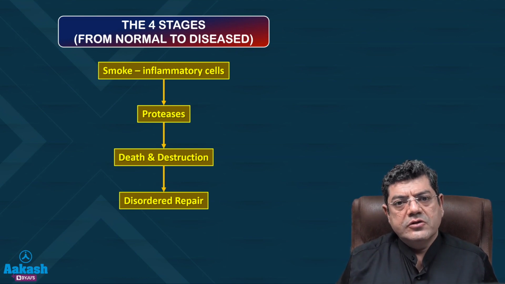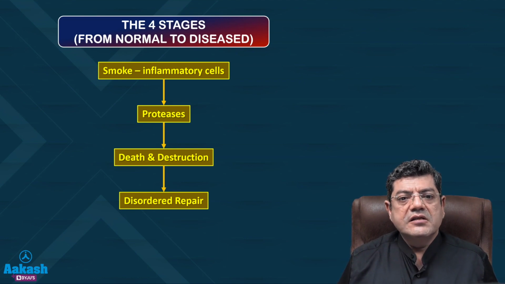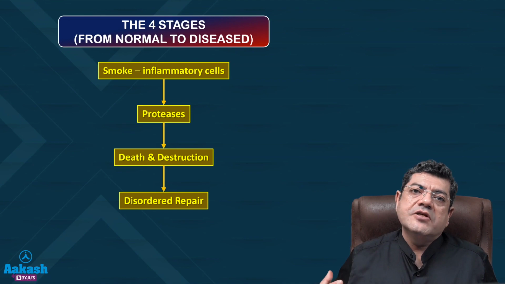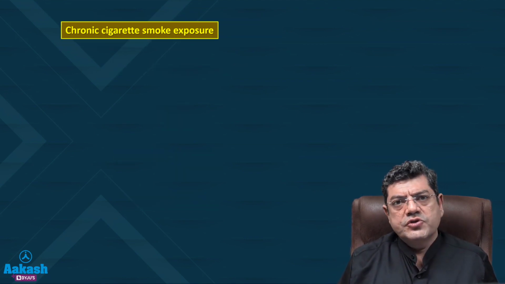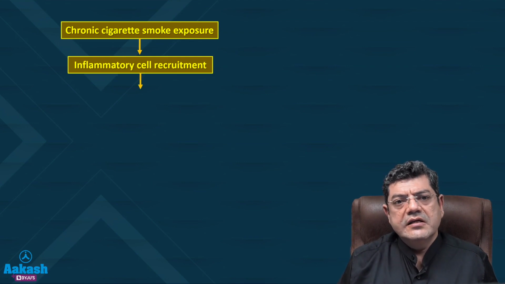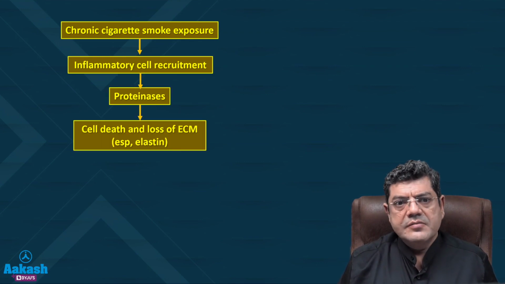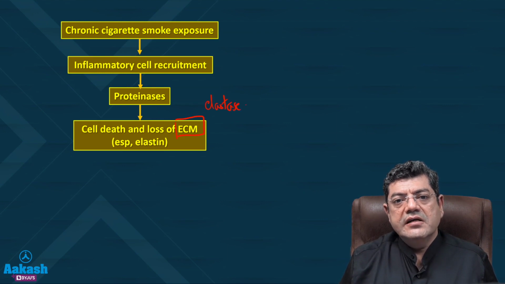Such exposure recruits inflammatory cells, proteases are released, there is death and destruction in the lung and disordered repair, which leads to the permanently damaged lung of COPD. In a little more detail, when this exposure is repeated, the cells release the proteinases, there is not only cell death but also loss of extracellular matrix. I'll just come to the elastase, anti-elastase hypothesis, right?